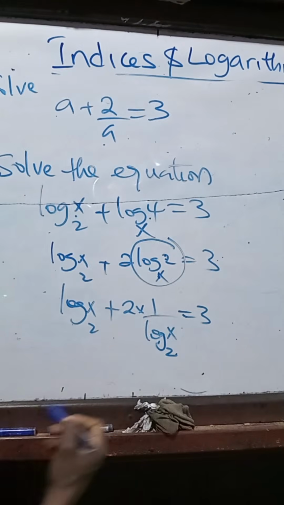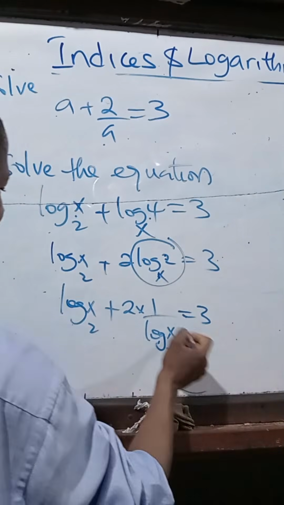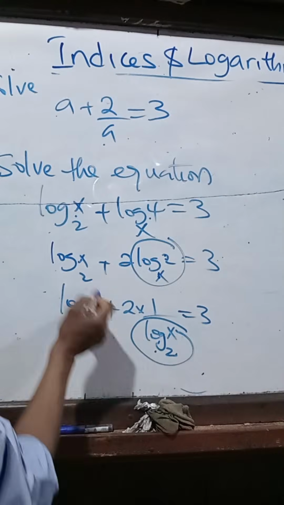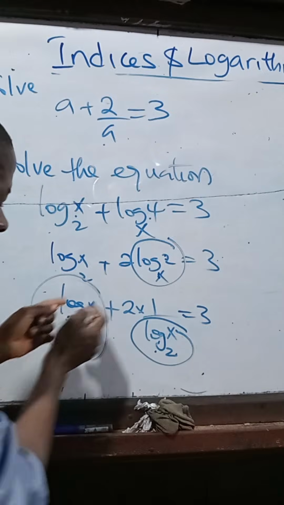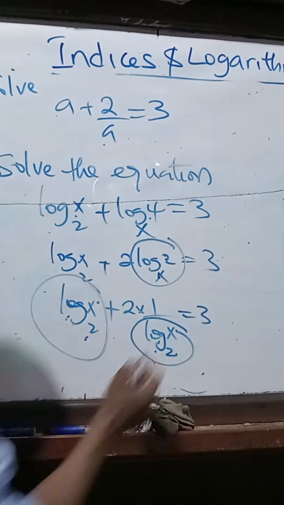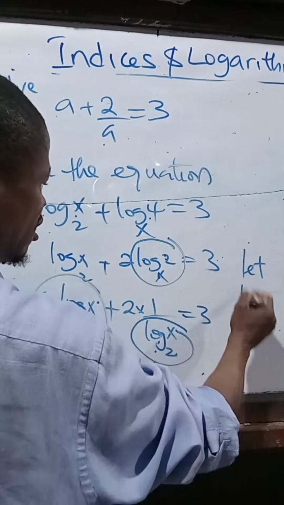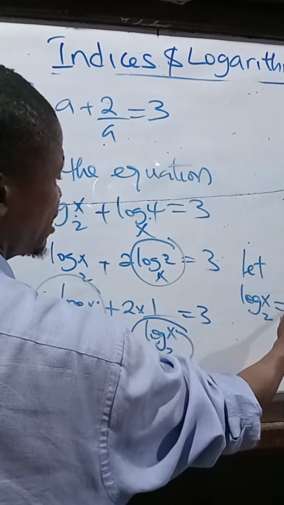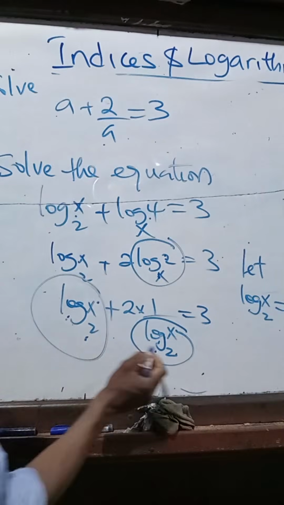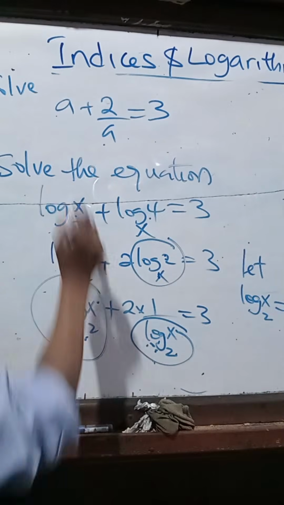Then the next thing to do is to give this one a name, because it appears here and also here too. We don't want to be having repetition of log x base 2. So let's give it a name. Let log x base 2 be equal to A. If you do the substitution, you're going to have this.